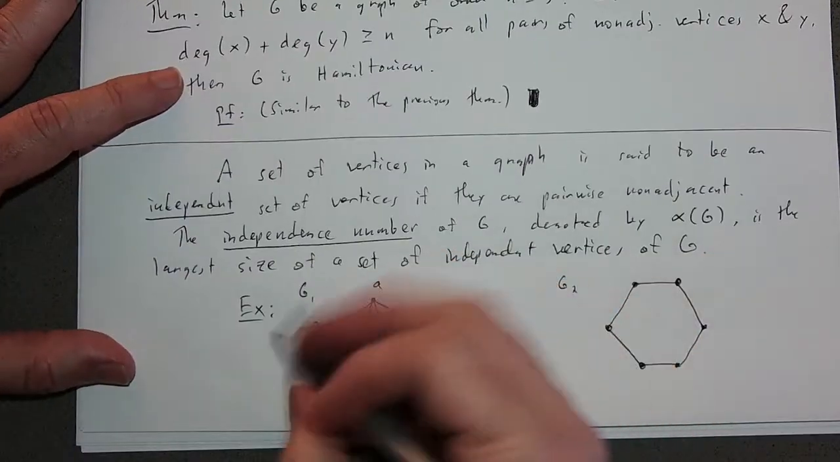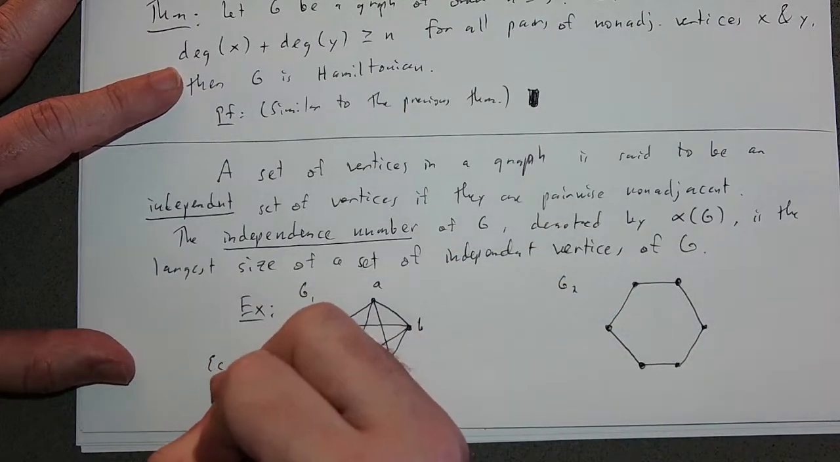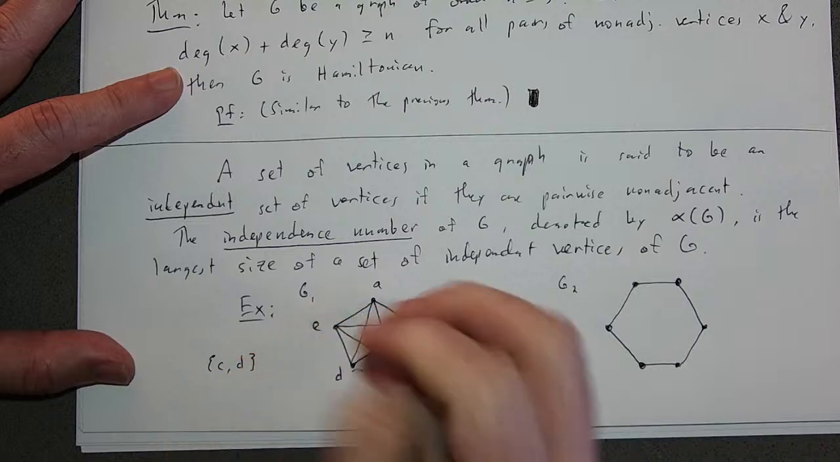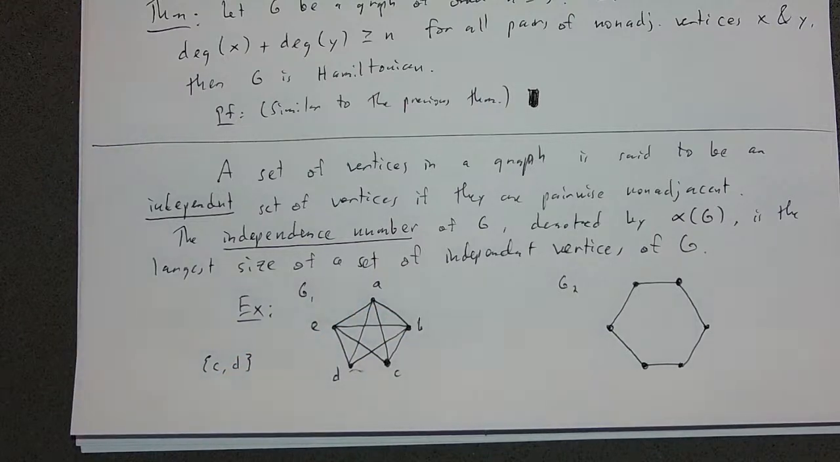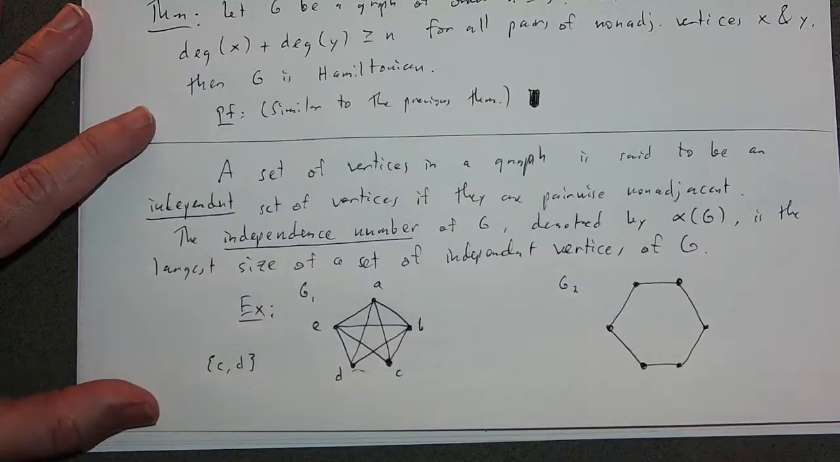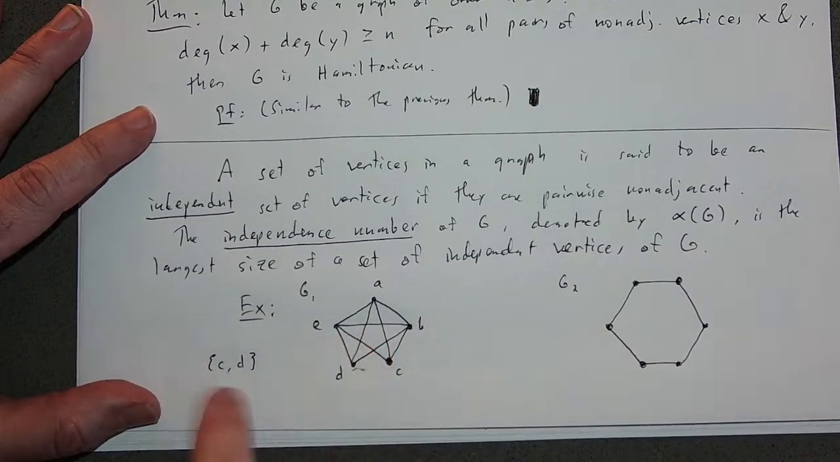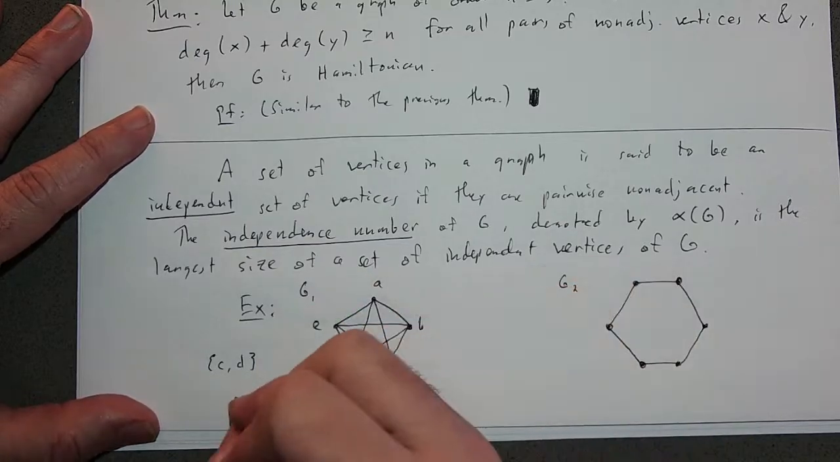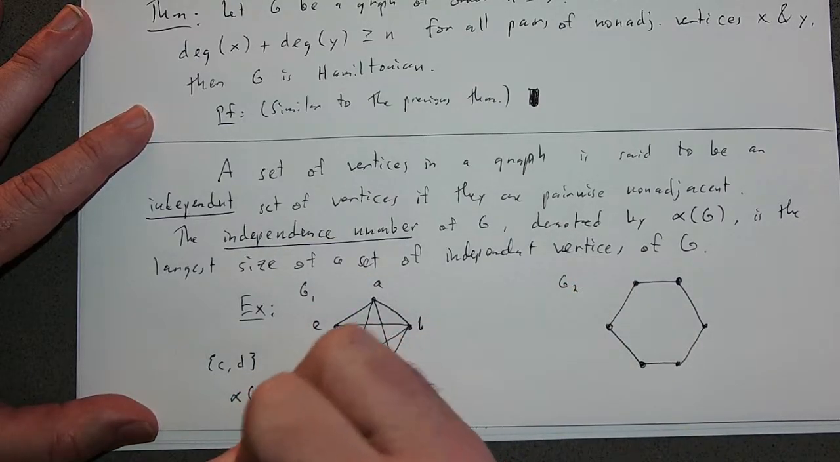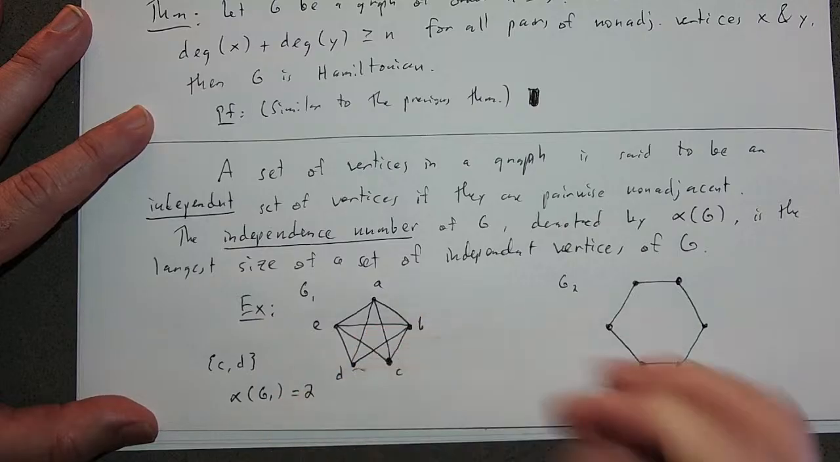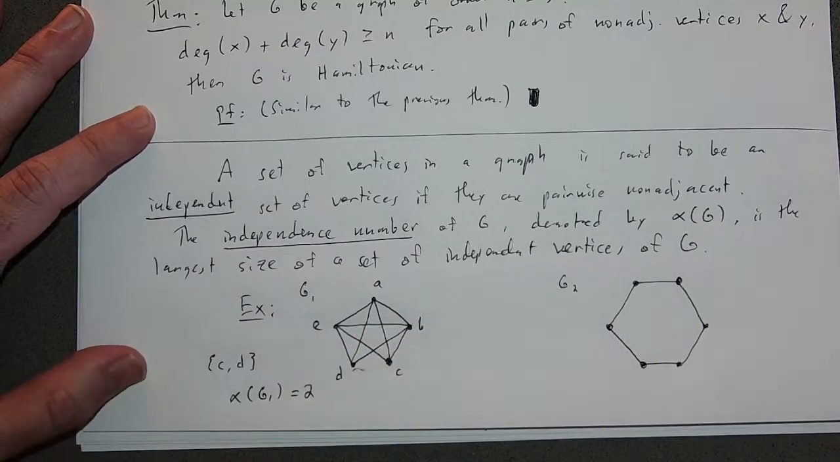So the largest possible independent set is the set containing the vertices C and D. Those are the only 2 vertices that are not adjacent. And of course, any larger set is going to contain something that one of these is adjacent to, so that's it. So here, alpha of G1 is 2. That's the largest possible independent set.